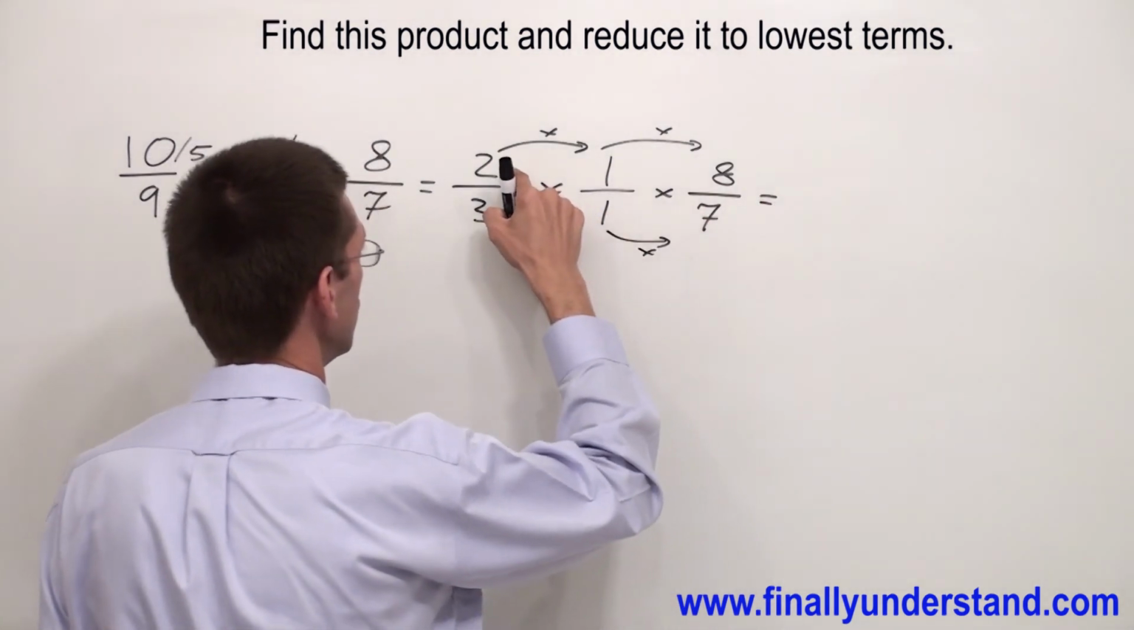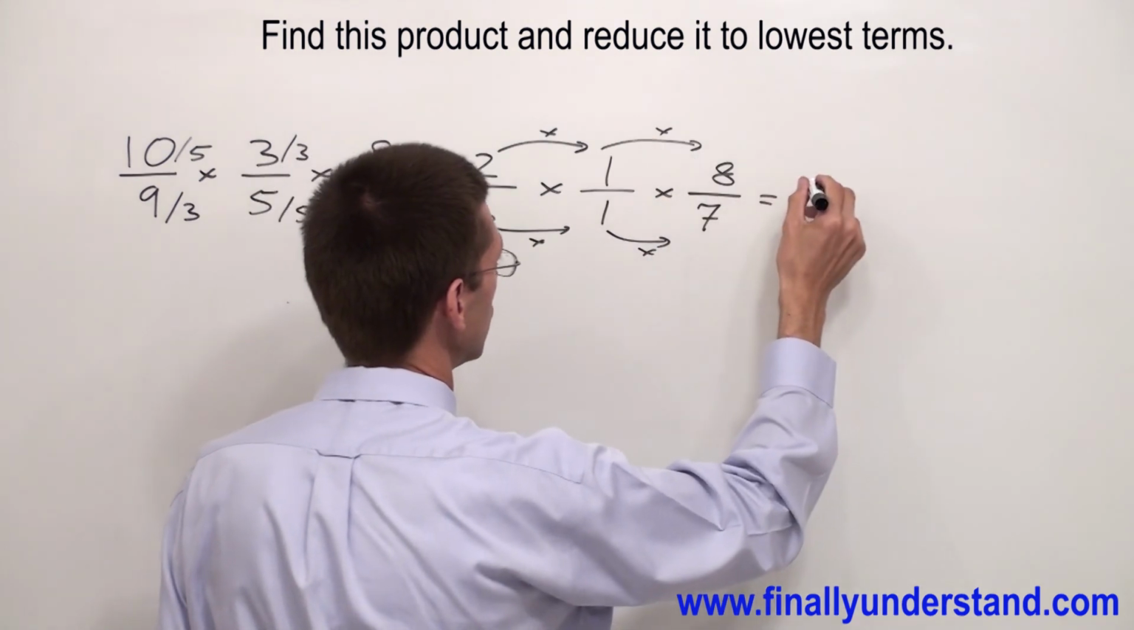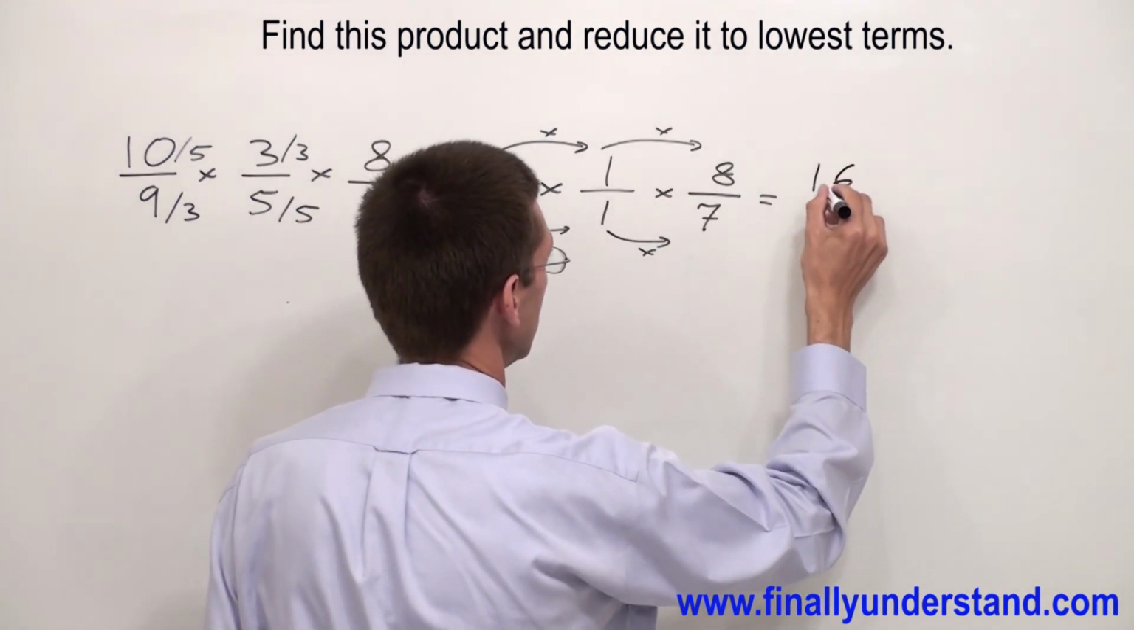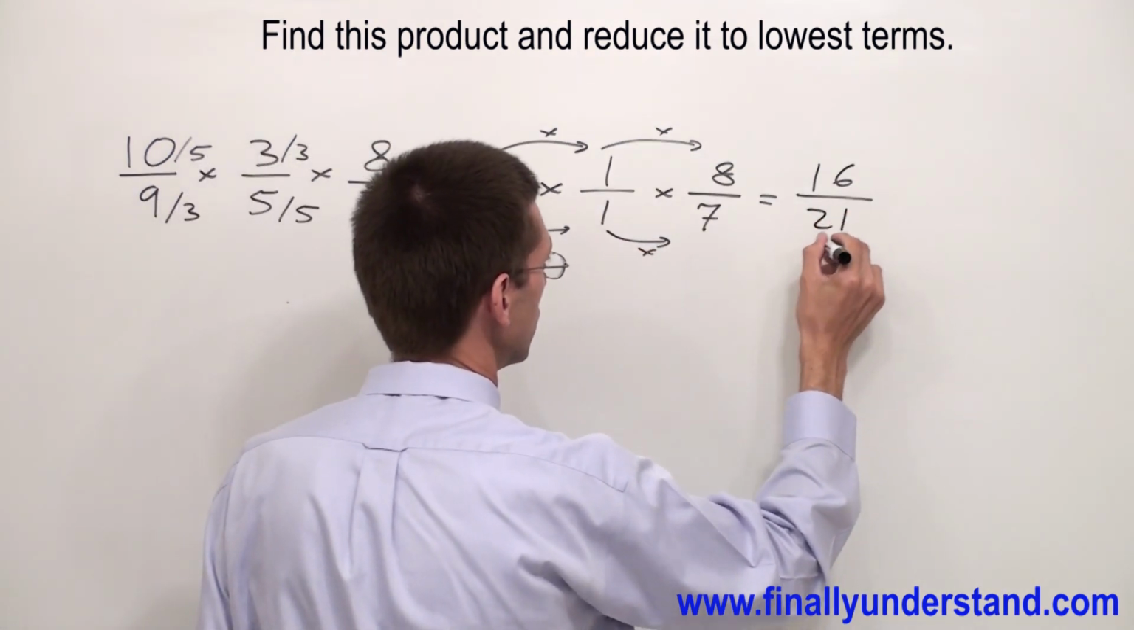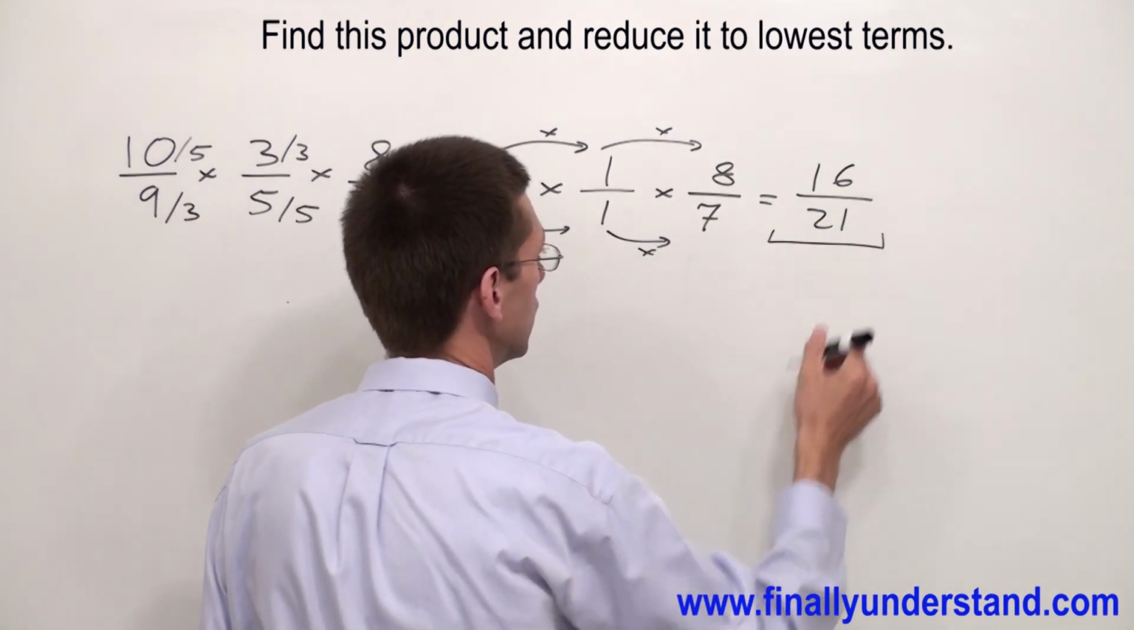Okay, remember, anytime we multiply fractions, we have to multiply all numerators and multiply all denominators. So I have 2 times 8 is equal to 16, over 3 times 7 is 21. This is the solution to my problem.